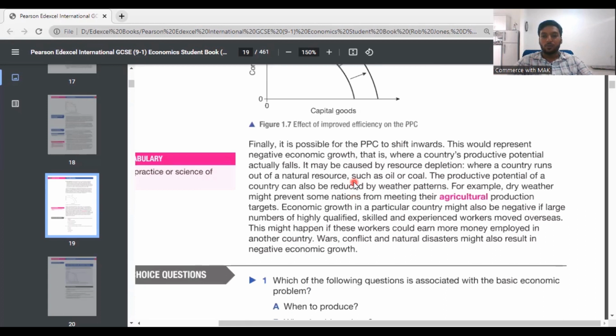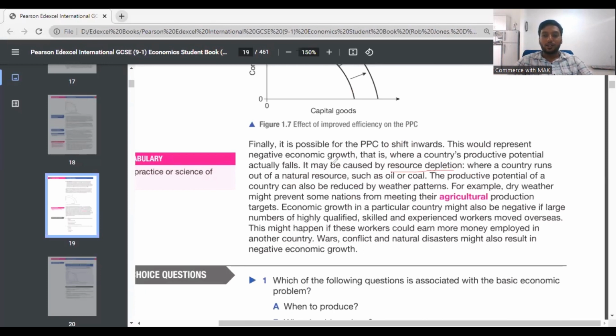Finally, it is possible for the PPC to shift inwards. This would represent negative economic growth, which I already said is a shift to the left. That is where a country's productive potential actually falls. It may be caused by resource depletion, which I forgot to say earlier, the 7th point. Take this down, guys, in your writing book as the 7th point.